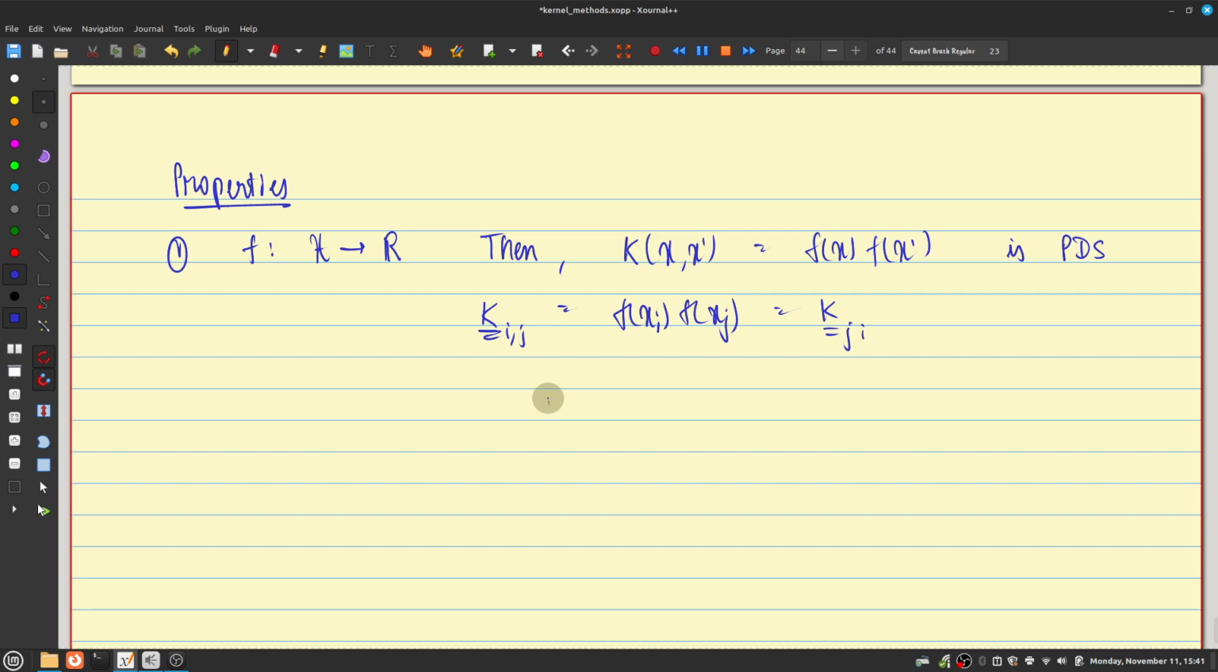So u is basically just the column vector f of x1 up to f of xm, transposed. The ij entry of u u transpose would be exactly this. So in fact, your K is just u u transpose. So this is symmetric and PSD.